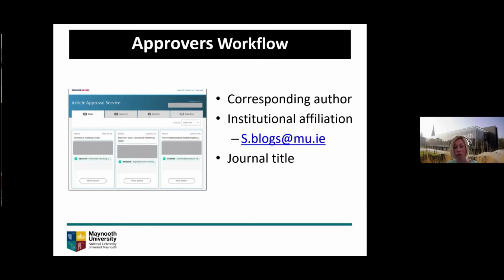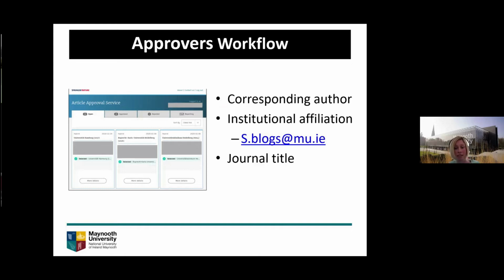Just as the author workflows with the publishers are not the same, these are the three main things we're always checking for: your corresponding author is part of Maynooth, you've used your institutional affiliation, and the journal title is part of the deal. And then if approved, and we always want to approve your articles, you'll again receive an email from the publisher, not from us in the library, detailing the next steps. At that point, your article is available immediately online at no cost to you.